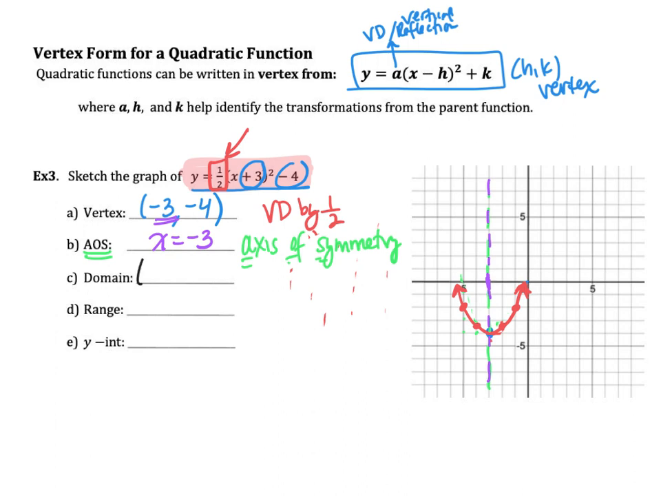Your domain is all real numbers, so in other words, from -infinity to infinity, because of the arrows on the ends, it goes on infinitely. Your range, however, is only from wherever your vertex is on up or your vertex on down. Because my parabola is opening upward, I'm going to go from 1, 2, 3, 4, -4 and up. So my range includes -4 because that is where my vertex is, and then it goes to infinity.